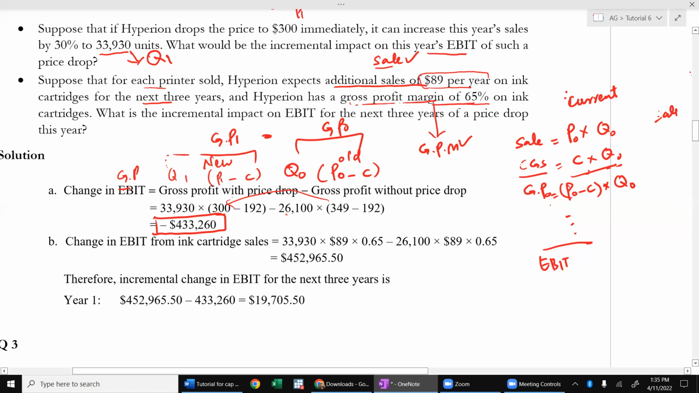But if you are given sales, you expect CGS, but if no CGS is given, then gross profit margin should be given in the question. So in the question, 65% is given. So what is the incremental impact of EBIT for the next 3 years of a price drop this year? Okay, so let's see change in EBIT from the ink cartridge. So this is sale.